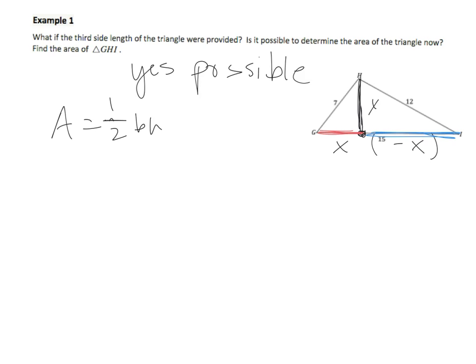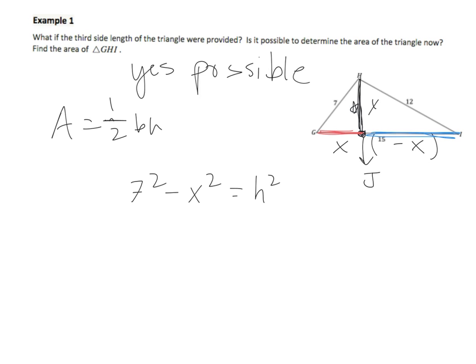So knowing that, I can now try to use the Pythagorean theorem. I'm going to use the Pythagorean theorem in two ways. First, I'm going to try to figure out this height of my triangle, this height right here, by knowing that the hypotenuse of GH is 7. So I'm going to do 7 squared, which is the hypotenuse, and subtract x squared, which is this leg, and maybe I'll add a point to this. I'm going to call that point J.